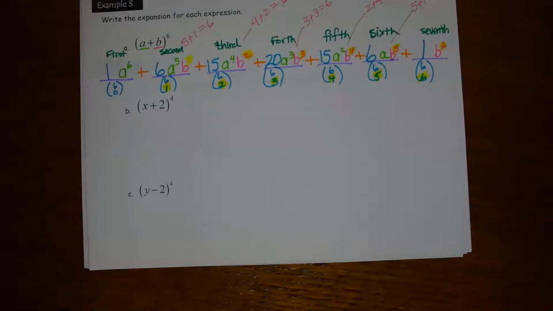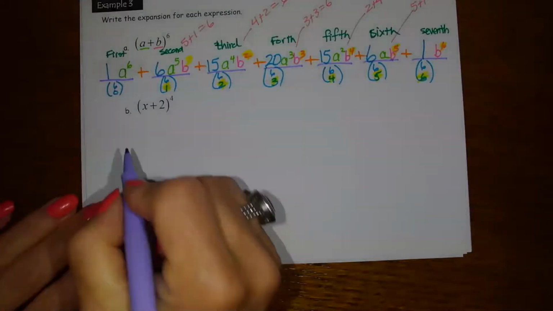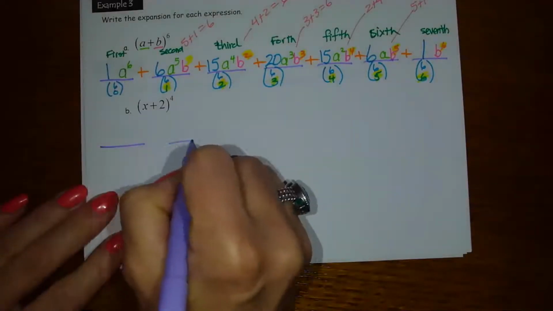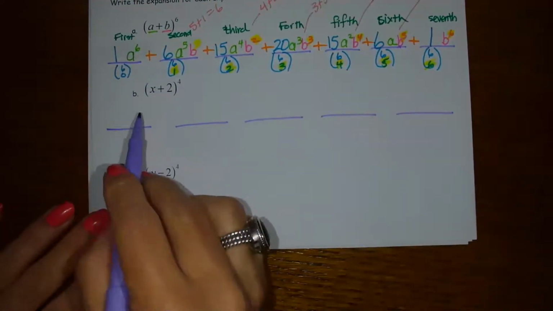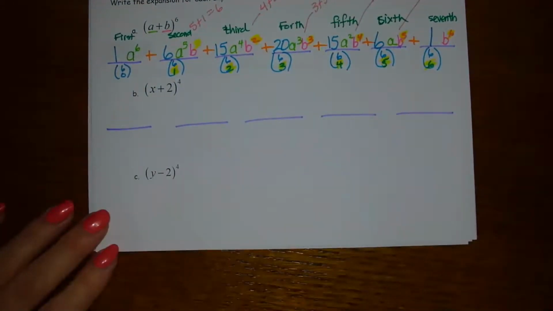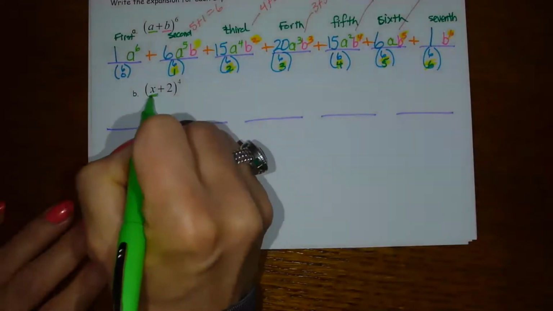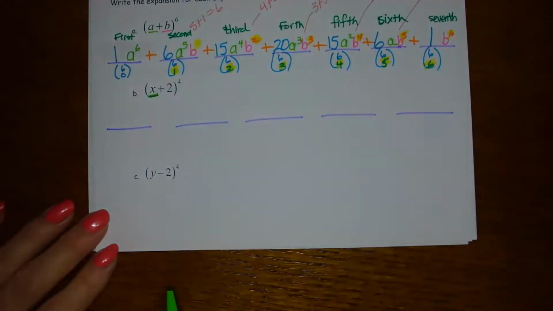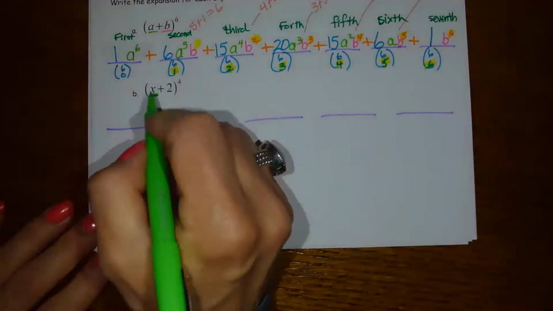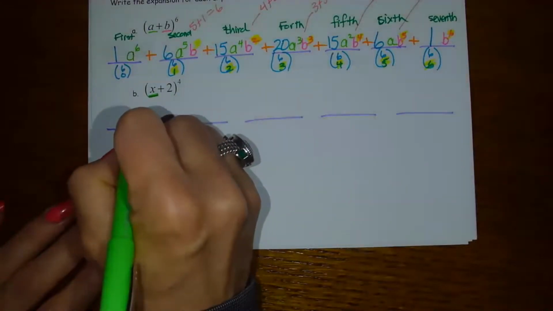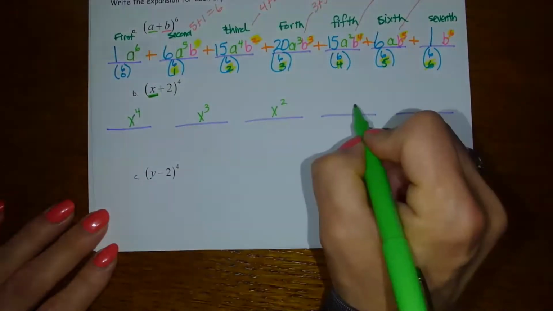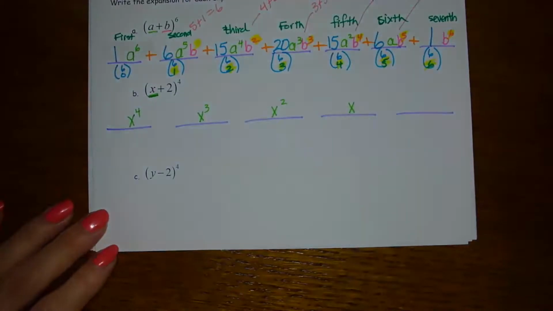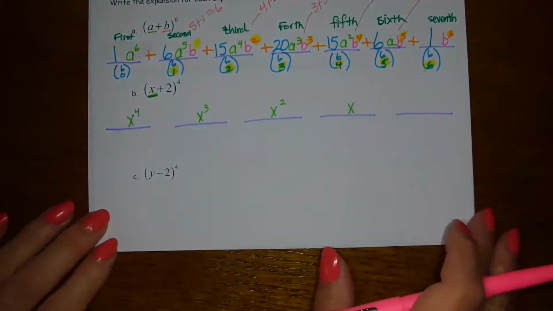5, because we start counting with 0, right? So there's 0, 1, 2, 3, 4. And what do I do? Again, I'm going to color code mine. So here's x. X to the 4th, x cubed, x squared, x, and no x, right?